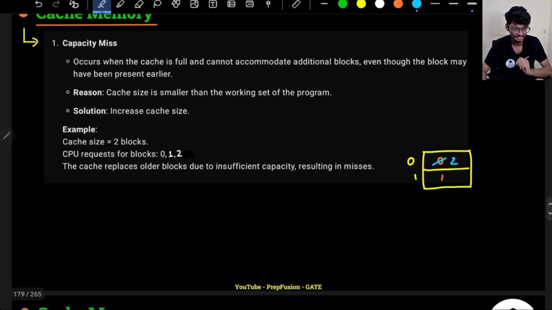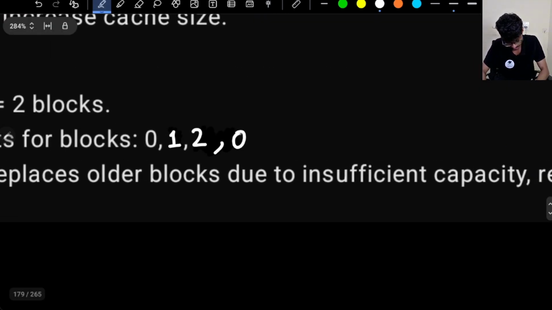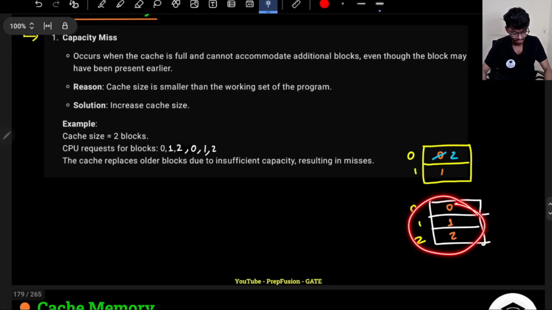But let's say I increase my cache size to 3 blocks. So if I increase my cache size, it will be 0, 1, 2. Initially this will be 0 because it is a miss, then 1 will be called, then 2 will be called. So the main thing is I don't have to replace anything, right? Now next time if my CPU requests 0 and then again 1, 2, I don't have to replace anything. There will not be a cache miss here, but here there will be a cache miss.